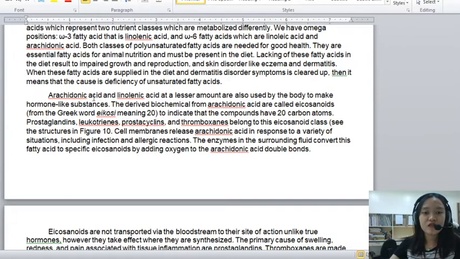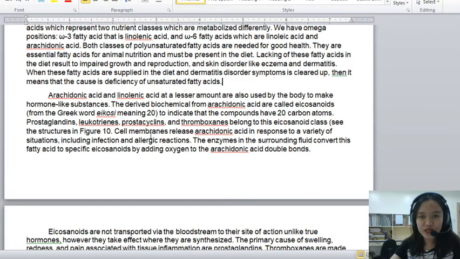So you have arachidonic acid and linoleic acid at lesser amount are also used by the body to make hormone-like substances. So the derived biochemical from your arachidonic acid, you call them as eicosanoids. From the Greek word eikosi, meaning 20. So your eicosanoids contain 20 carbon atoms in their chain.